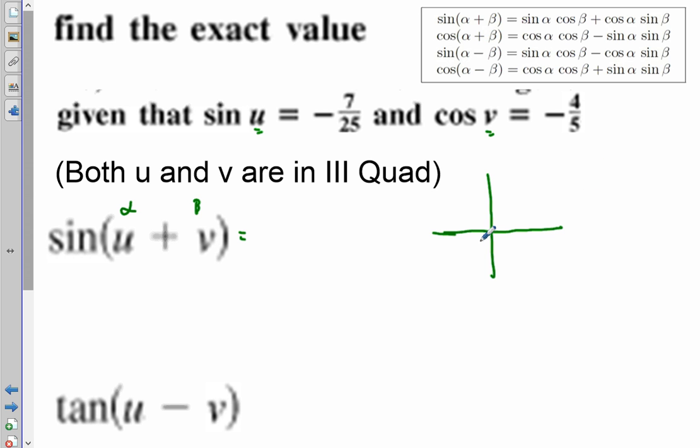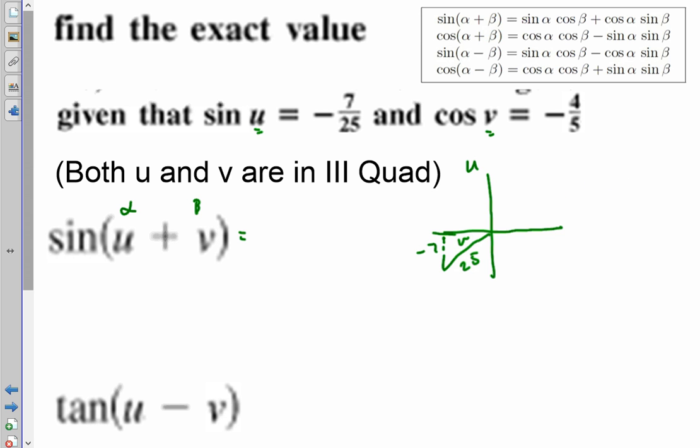This is going to be for angle u, and we're going to use the reference angle for angle u. It's going to be third quadrant. So here is our angle u. And what we know right here is u is going to be opposite -7, hypotenuse 25. So this is for angle u right there.